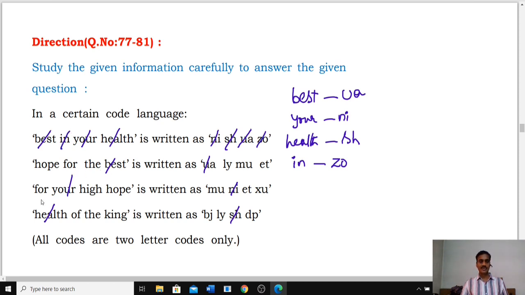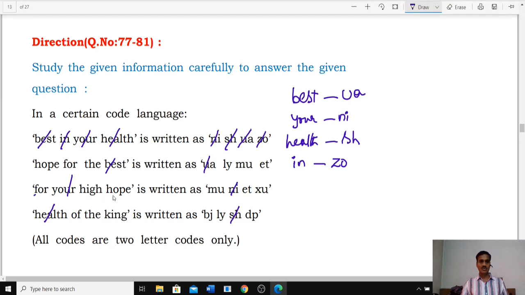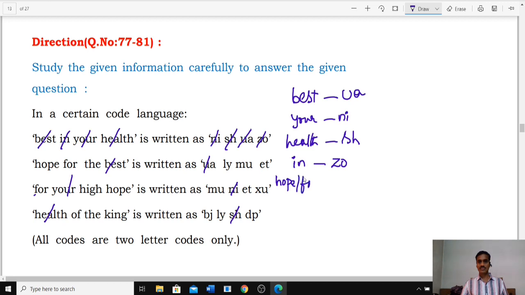Hope for the unknown. Hope and for are the two words. As two words are common, hope and for, then MU and ET are common. Hope and for, MUET. Here also, hope and for, MUET. Then which is common here? Da is common. And what is the code to this da? Da is LY.